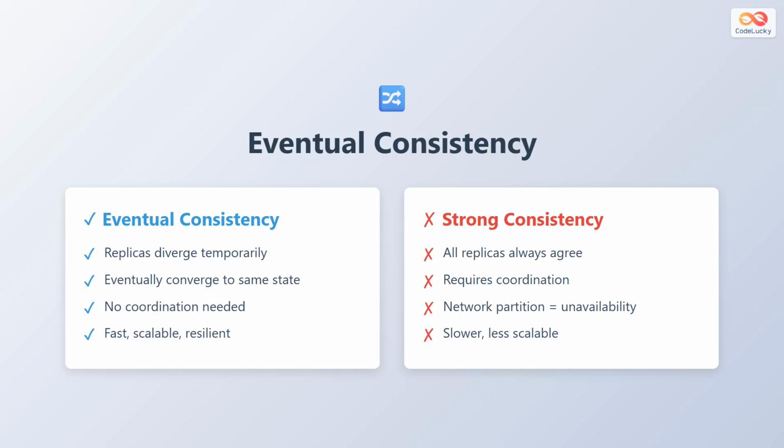CRDTs work based on eventual consistency. Unlike strong consistency, where all copies must always agree, eventual consistency allows temporary disagreement. Different replicas can have different data briefly, but here's the magic. They automatically converge to the same state over time without any central coordination. This is the key difference. You get speed, scalability, and resilience by accepting temporary inconsistency that resolves itself.